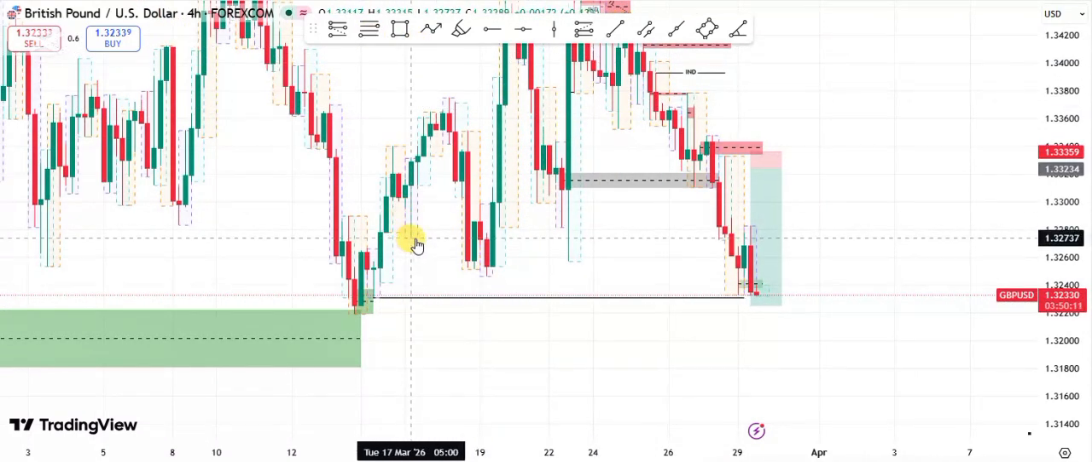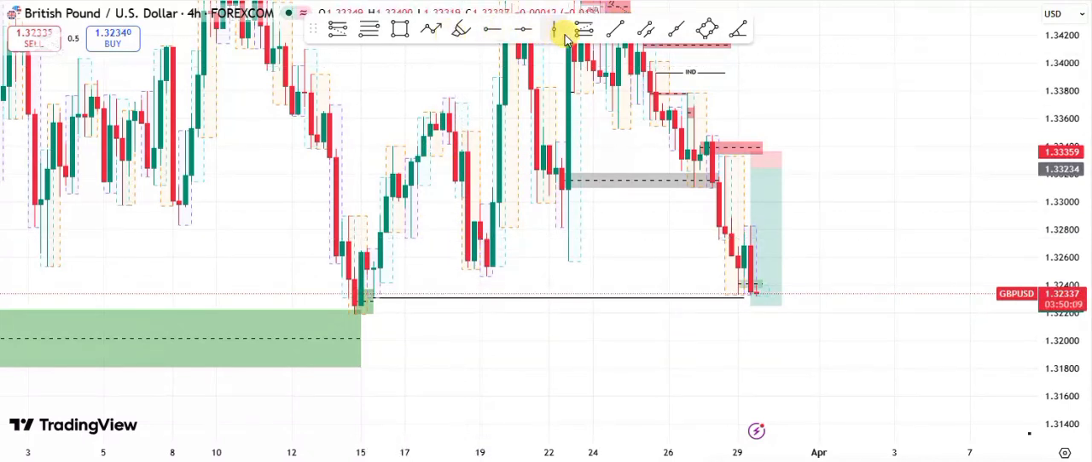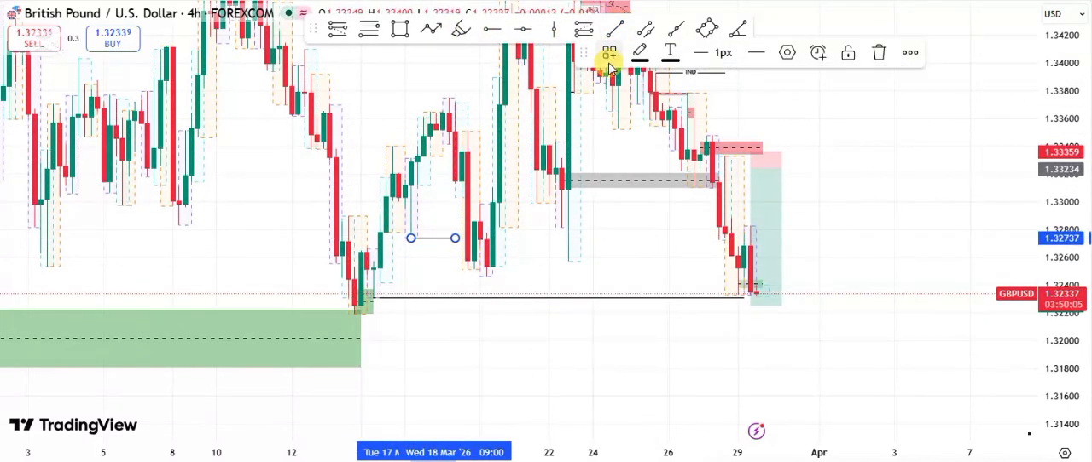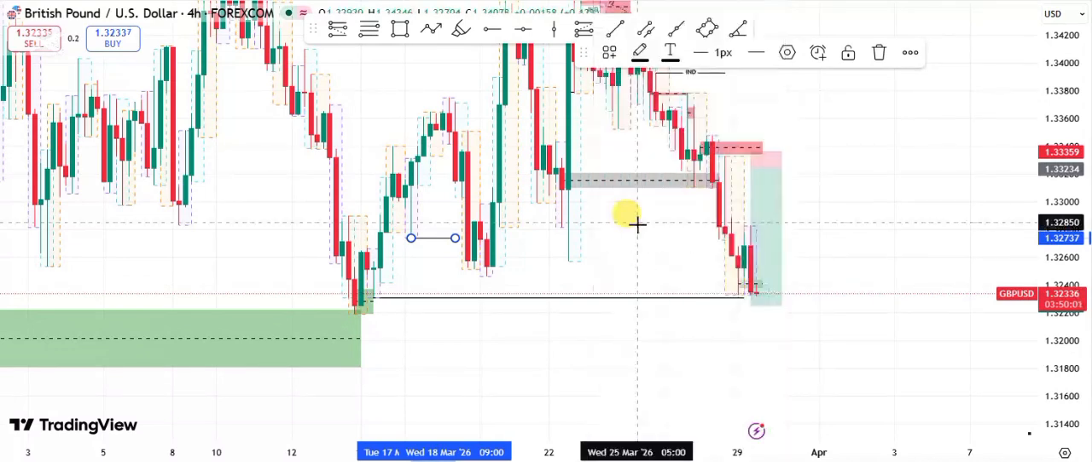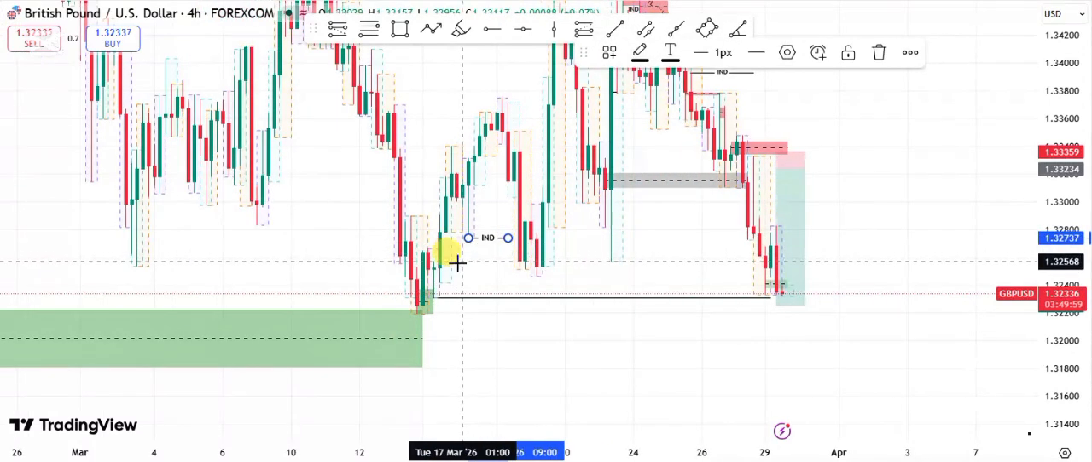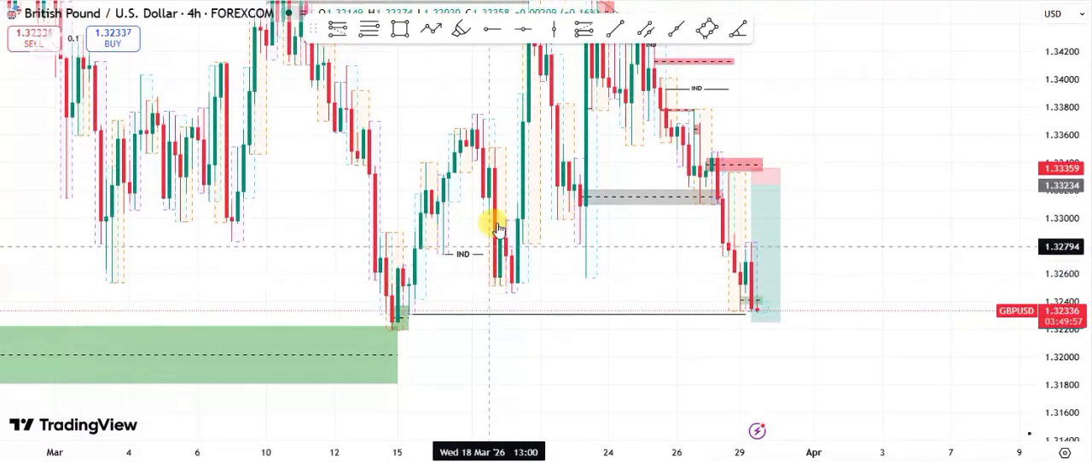And this was the inducement price used. Let me mark it out. This was the level price used as inducement. Then price uses the order block and moves to the upside.